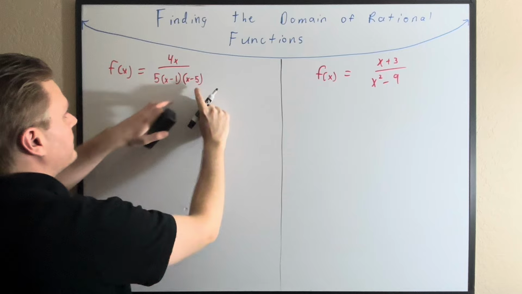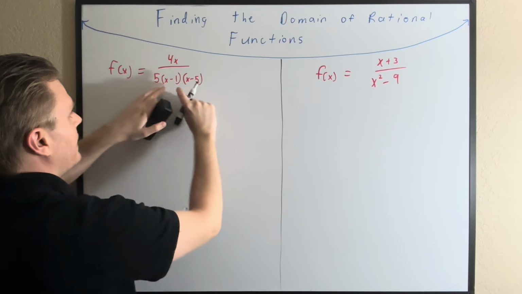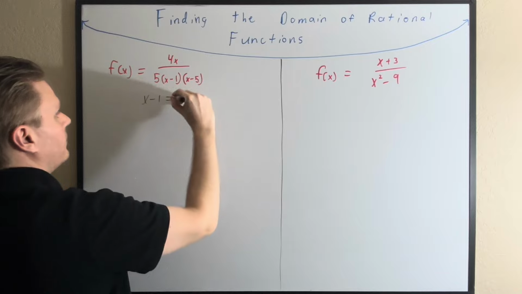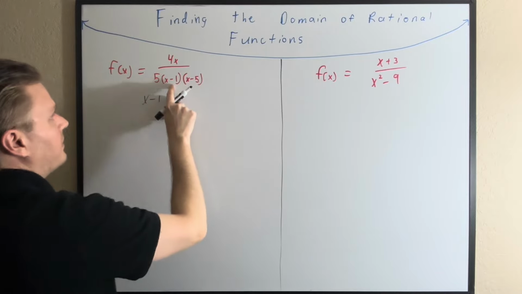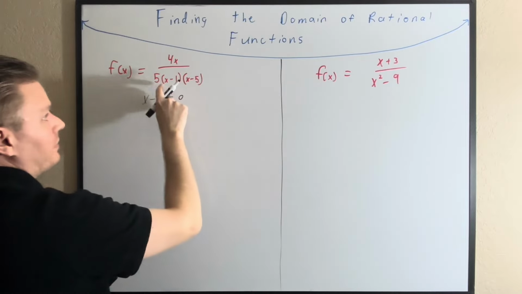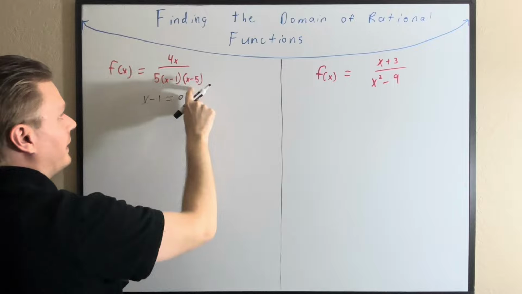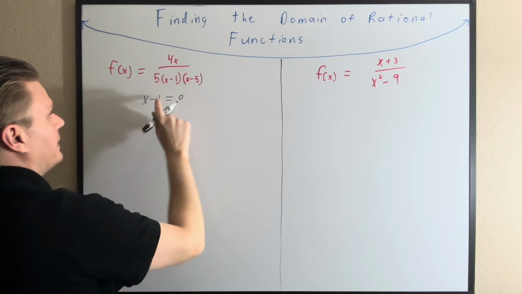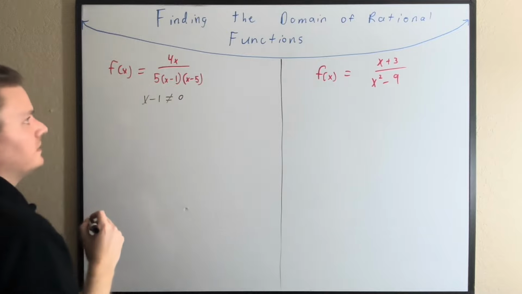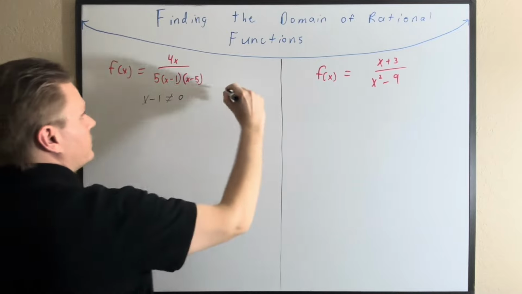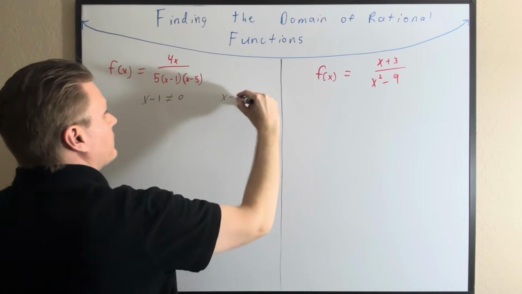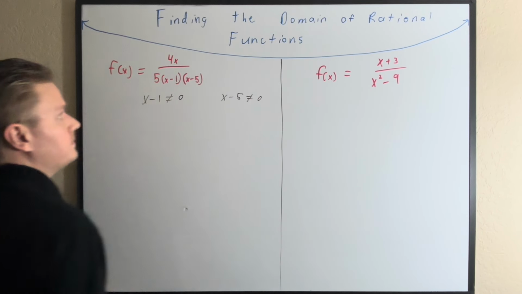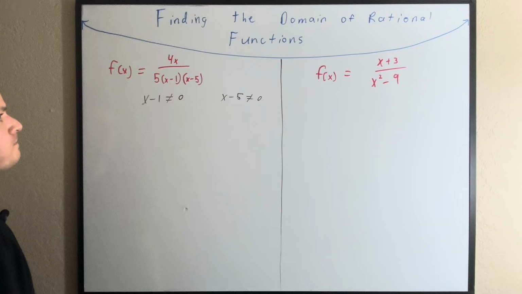However, because these are separated by parentheses, if x minus 1 becomes a 0, it would be multiplied by that 5, and that would be 0, and that would be multiplied by that x minus 5, which would also be 0. So x minus 1 cannot be 0. Same goes for the x minus 5. That cannot be 0. All right?